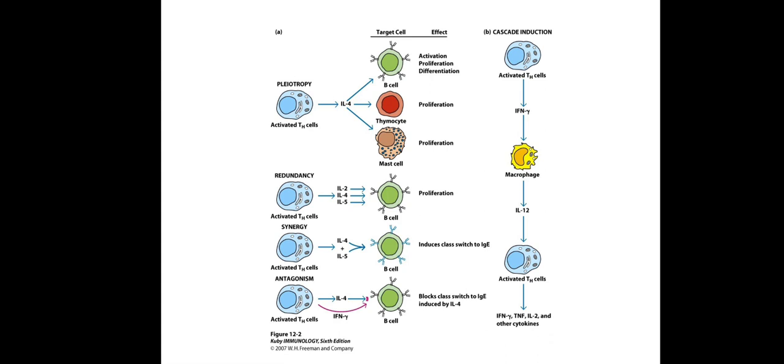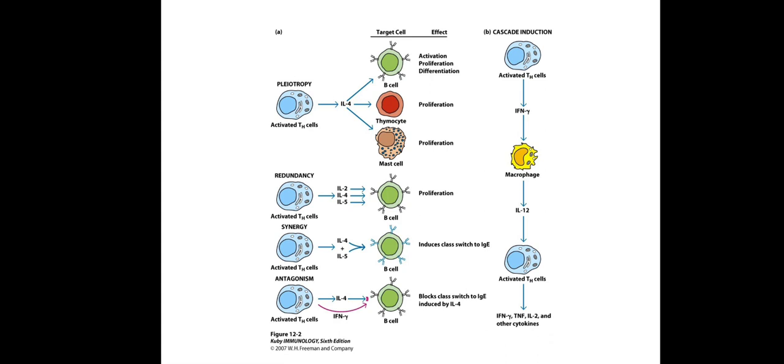When different cytokines produced by the same cell lead to similar effect, it is called redundancy. For example, IL-2, IL-4 and IL-5 produced by activated T helper cell lead to proliferation of B cell. Here, in this case, one biological effect is mediated by more than one cytokine molecule.